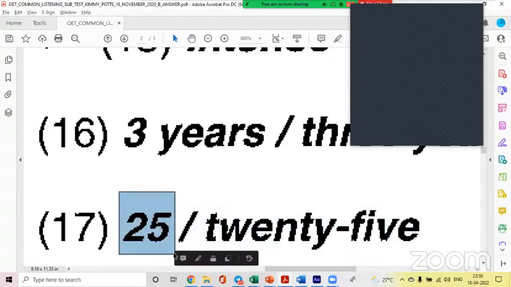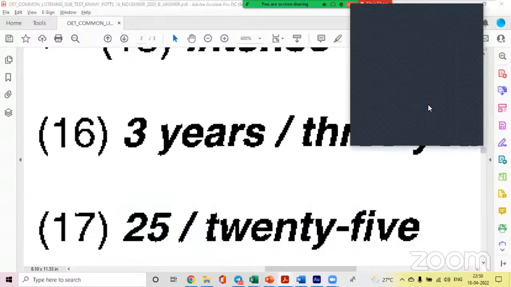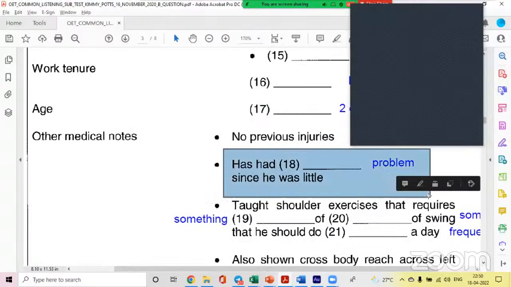Question number 18. He has had dash since he was little dash. Shanti, very good. I have seen you where you went earlier. You missed for a few minutes, I think. Maybe you rejoined. Okay, fine.